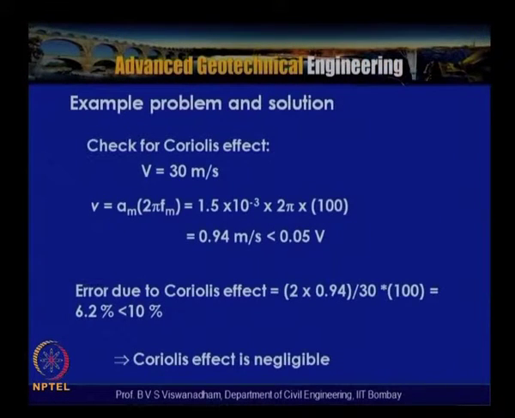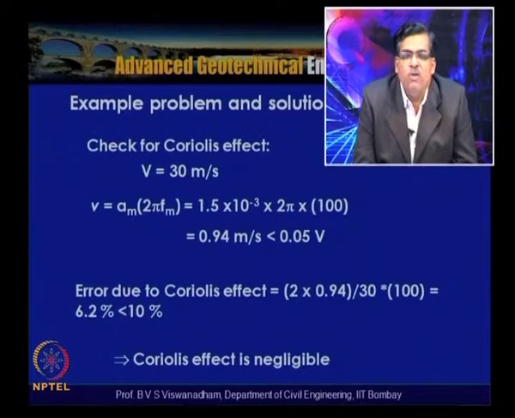Another thing we can try is this: we have discussed that if you have the velocity of a moving particle within the model, if it is, let us say, less than 0.05 times the model velocity, we said that the Coriolis effect can be neglected. But if it is in the ratio of 0.05 V to 2 V, we said that the Coriolis effect cannot be neglected, and then models have to be designed to safeguard against the Coriolis effects.